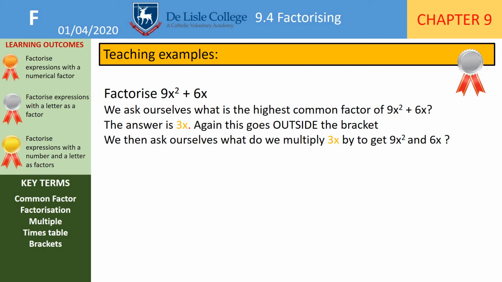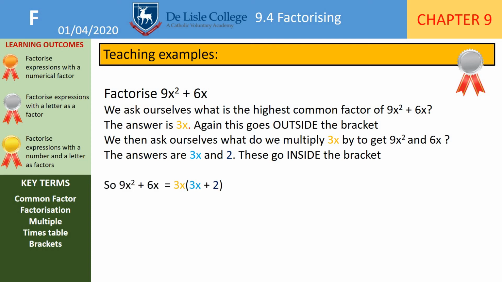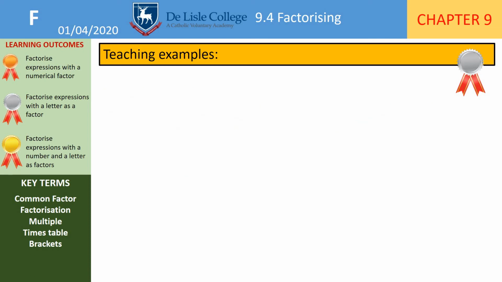In each case it's 3x and then 2. They go inside the brackets. So 9x squared plus 6x is 3x times (3x plus 2) close brackets.